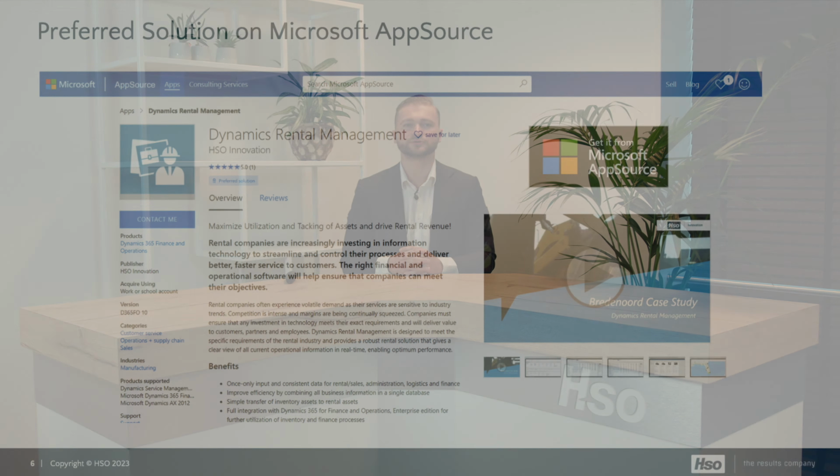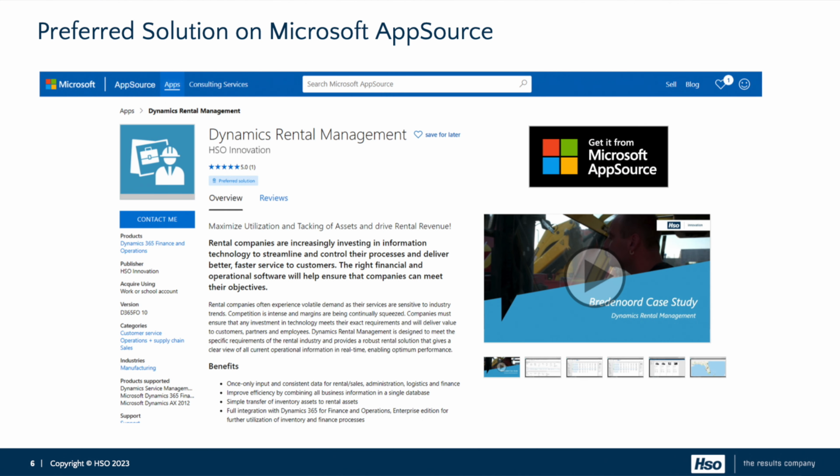What is important to know is that Dynamics Rental Management is a preferred solution on Microsoft AppSource. You can download it in the App Store of Microsoft's business applications. You can get in contact with us, but it also means that you always have a fully integrated rental module in the Dynamics 365 Finance and Supply Chain Management ecosystem. And the thing about that is that it gives you the benefits of leveraging the power of the Power Platform as well. Let's start with the key understanding.